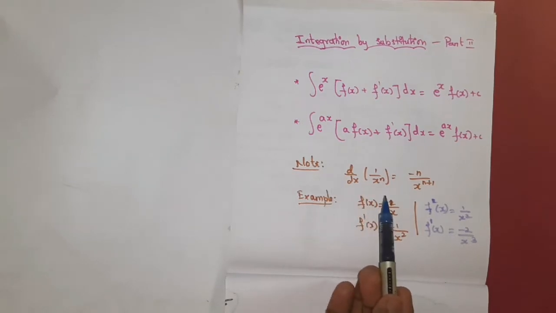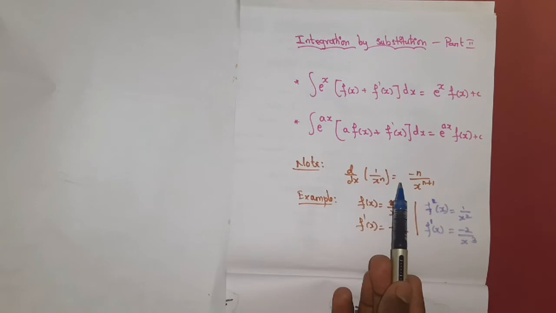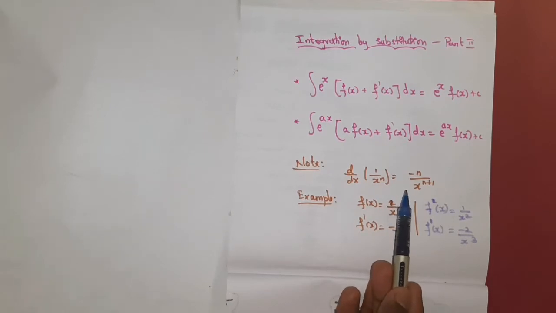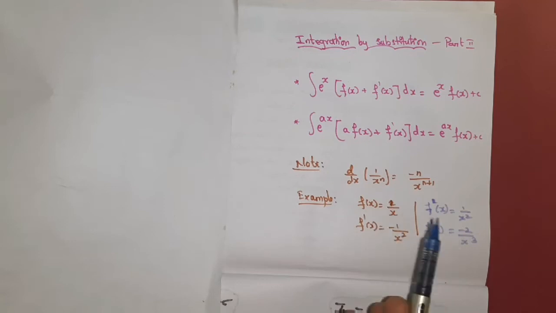And this derivative formula we know very well, 1 by x^n. So what is the differentiation formula of 1 by x^n? Minus n by x^(n+1). So this formula you are going to use in almost all the sums. So be clear on it. And based on that, I want to give you these two sums.